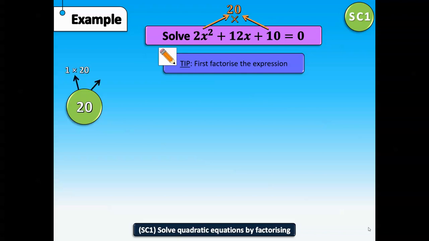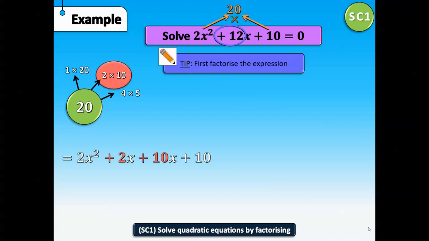The numbers that time together to make 20 are 1 times 20, 2 times 10, and 4 times 5. Now I just need to think which of these pairs add together to make 12, and that's 2 and 10. So I can rewrite the expression as 2x squared plus 2x plus 10x plus 10. So I've just separated out the 12x into 2x and 10x.